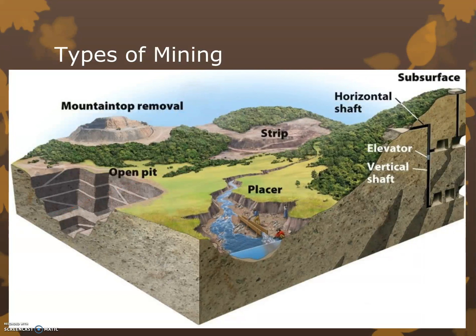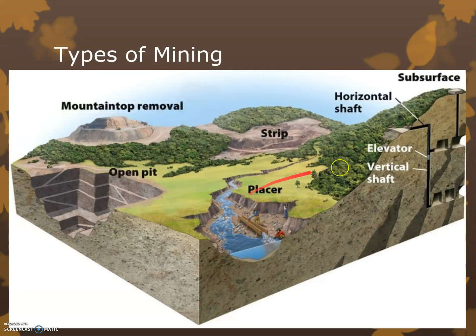Open pit, you remove the overburden. You dig a big deep hole in the ground and remove what you want. Strip mining, you remove the overburden, you dig trenches, and the overlying soil and rock is dumped into the previous trench. So you dig a trench and then you dump the next one into the next trench.